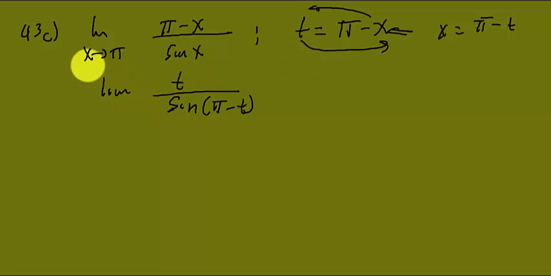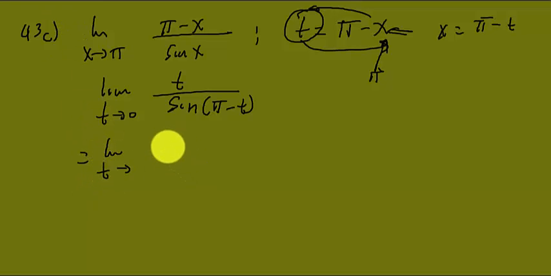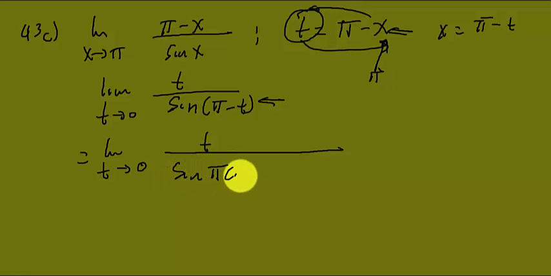Okay, as x goes to pi, when that turns into pi, the t is going to go to 0, so I'm going to have t is going to 0. Once I get there, I have to remember my trig identity, sum and difference formula. My sum and difference formula for this is going to be sine of pi times cosine of t, minus cosine of pi times sine of t.